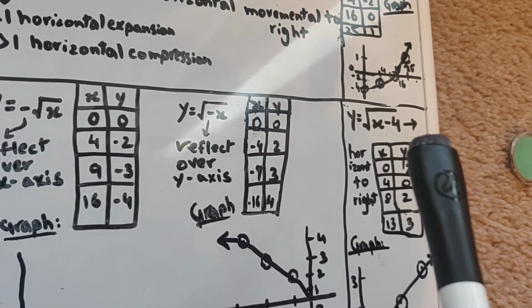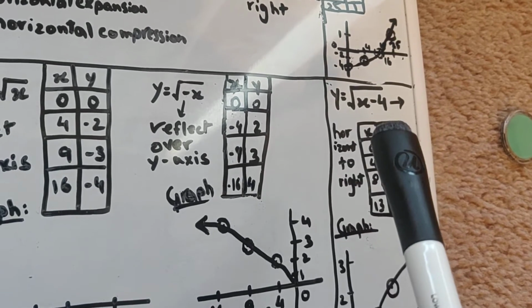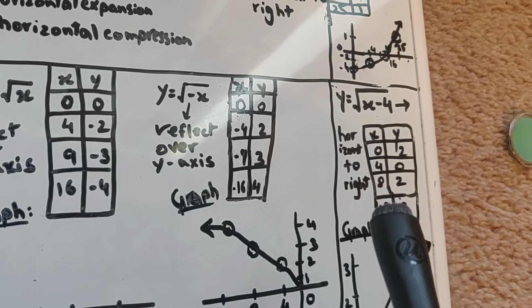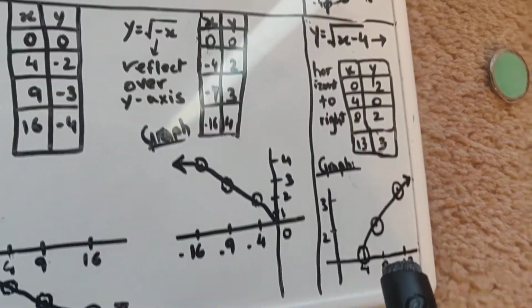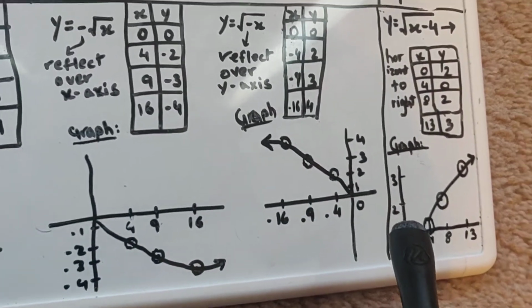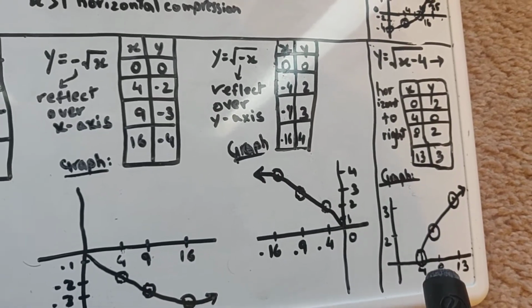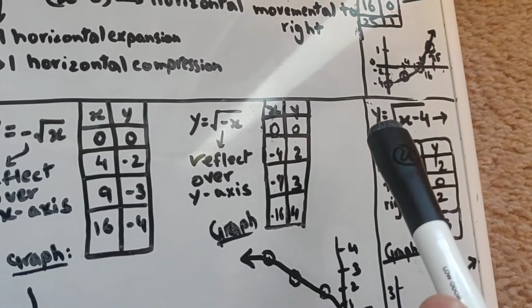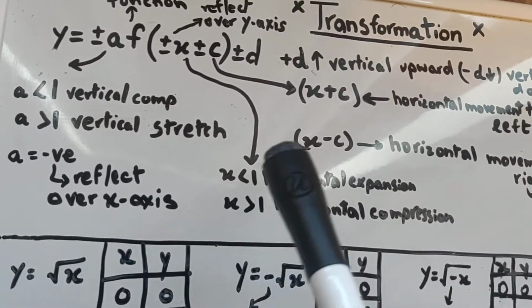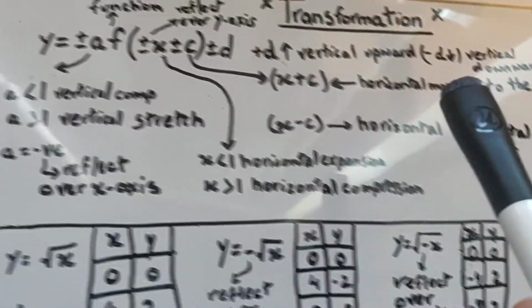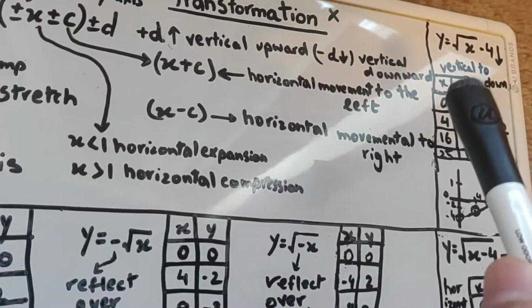I make my points with x minus 4. Instead of starting from there, it starts from 4. So it's a horizontal movement to the right by 4 places. Now just like the minus 4 inside the function, there is a plus d outside the function. When it's outside the function, it's a vertical shift.